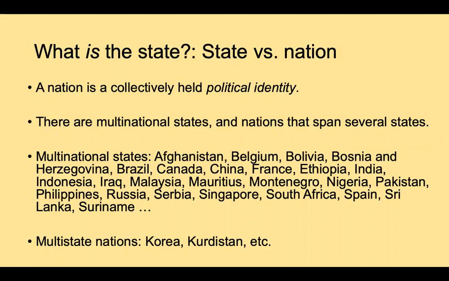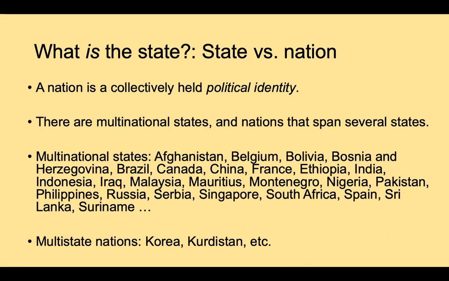And then there are also nations that span several states. So for example, Afghanistan and Belgium, Bolivia and Bosnia and Herzegovina, these are all multinational states. States where multiple nations or multiple different political identities are all within the borders of a single state. And so it's not true that a nation is the basis for a state, because there are multinational states. And by the same token, there are multi-state nations like Korea, Kurdistan, etc.